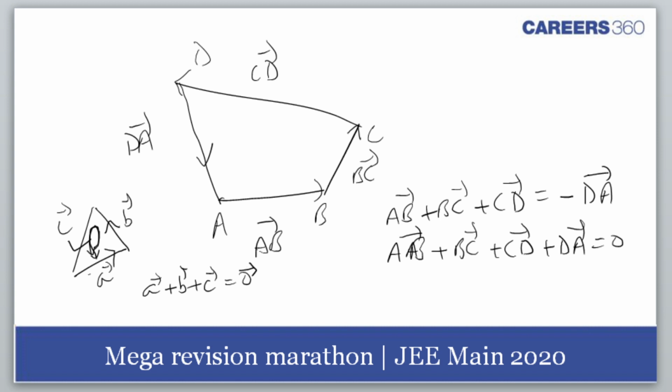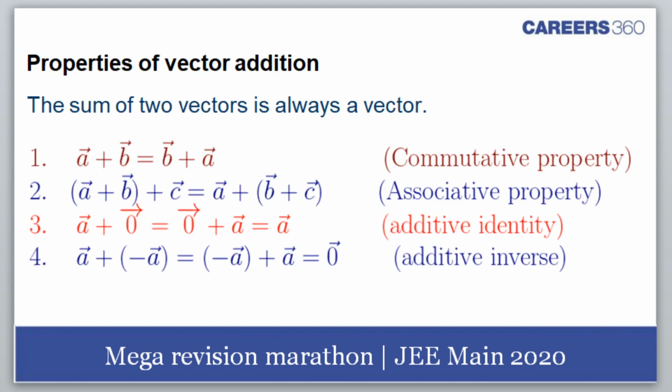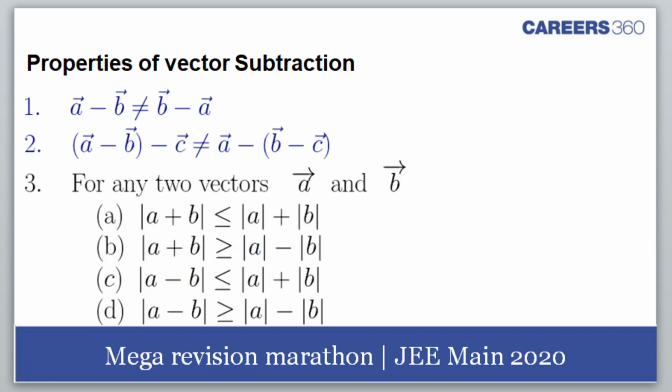So we move on to the next topic, that is properties of vector addition. It is commutative, it is associative, additive inverse and additive identity exist. Then properties of vector subtraction. Obviously, subtraction is never commutative, it is never associative, and yes, these inequalities. Now here I can make a point which the student raised earlier about the sides: how can the sum of two sides be greater than the third side?